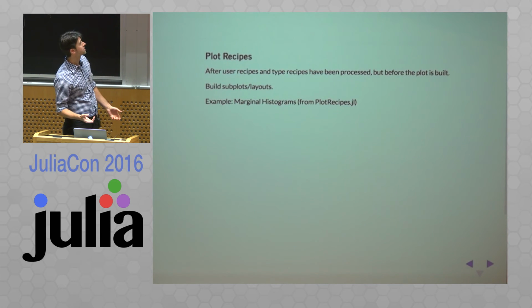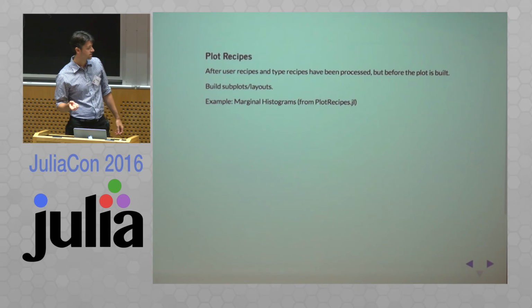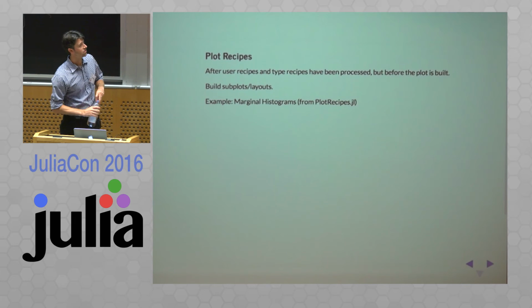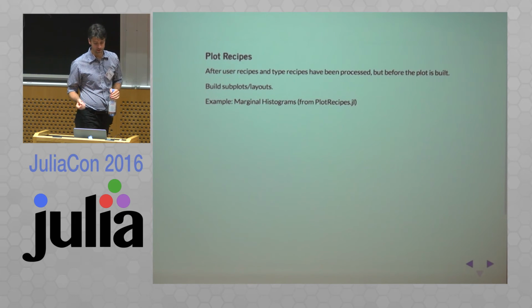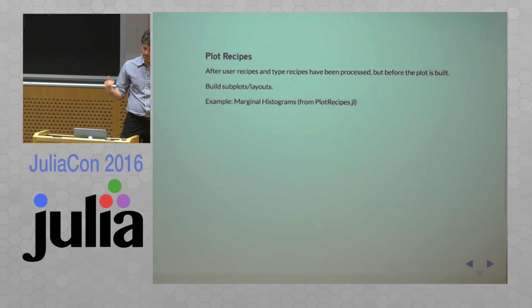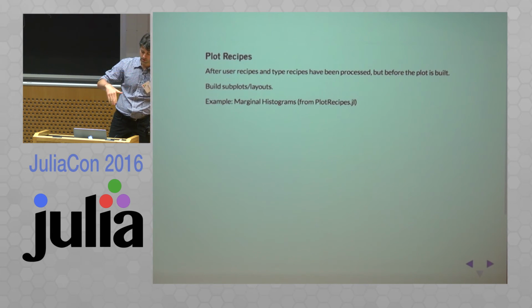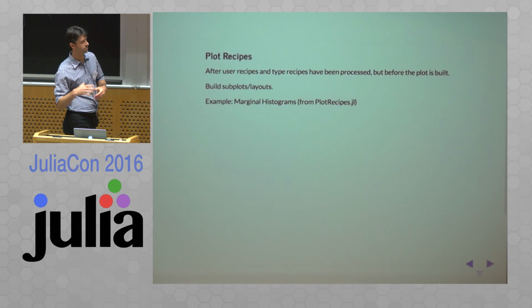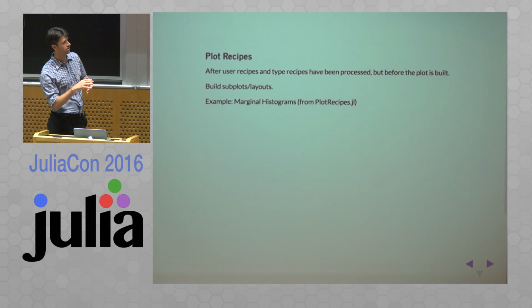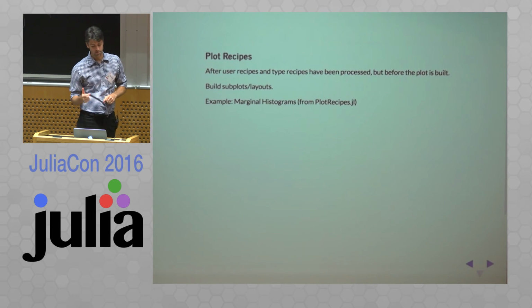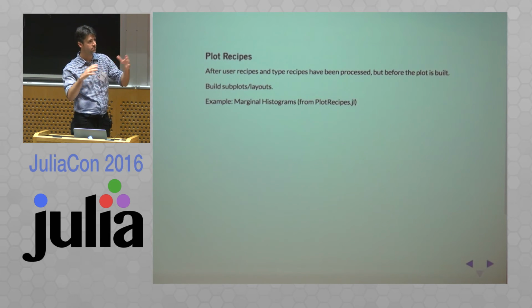Okay, so plot recipes are new since the last tagged release, and they're very similar to series recipes. They're just processed at a slightly earlier time. The idea is that just after all of the user recipes and type recipes have been processed, but before the plot itself has been built, before the layout of the plot has been built, you can trigger a plot recipe which can actually build a layout for you.